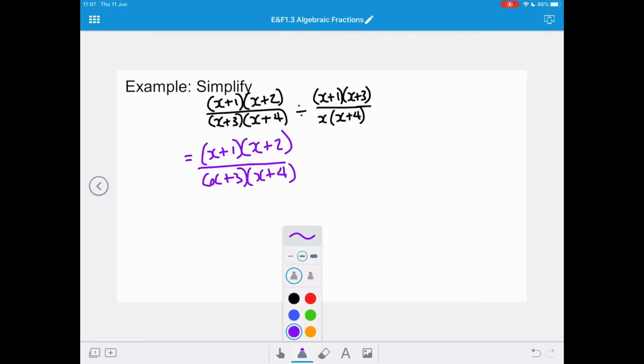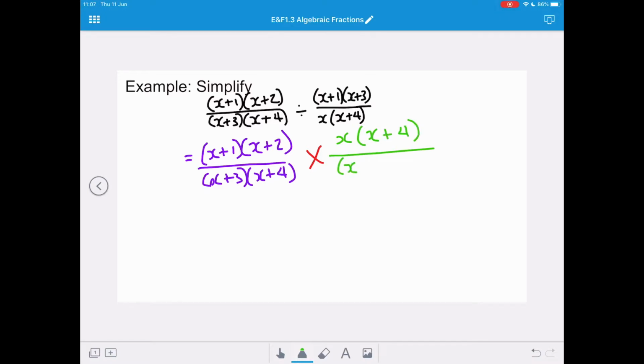Now we're going to change the divide sign to a multiply sign. And then we're going to flip that second fraction. So the denominator becomes a numerator, so that's x upon (x plus 4) as our new numerator. And then our (x plus 1) upon (x plus 3) becomes our new denominator. Now we want to apply the rules of multiplying. We want to see if we can simplify.